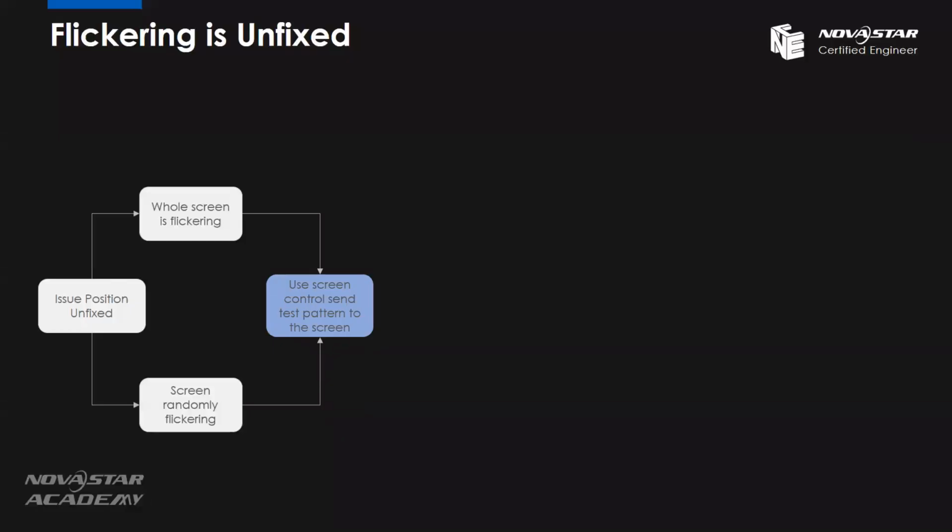Because if you remember, I mentioned the screen control image signal is from the receiving card directly. So now if I have an LED screen that is flickering, and I send a screen control pure color, like a pure white, and the screen is now not flickering, what does it mean? It means the signal from the receiving card is correct. So it's nothing to do with the receiving card. We need to check other factors. So with the screen control, we can locate whether the issue is on the receiving card side, on the screen side, or on the other side.